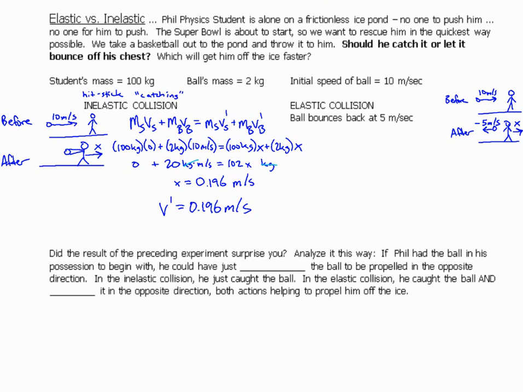So, using our same law, the mass of the student times the velocity of the student. The mass of the ball times the velocity of the ball. Both of these are initial conditions. And here are the new conditions. We have before and we have after.